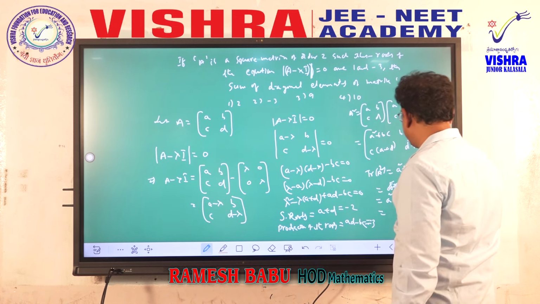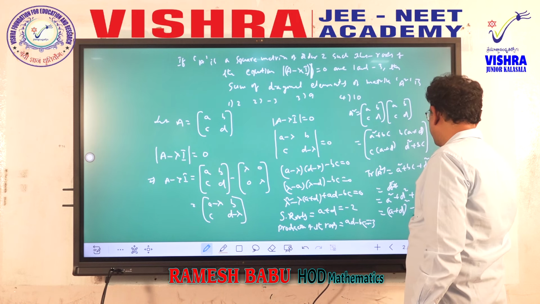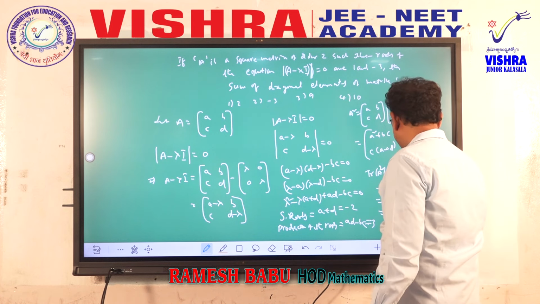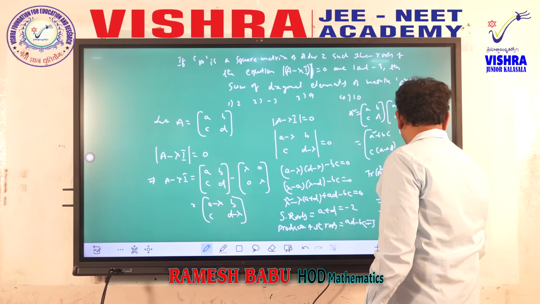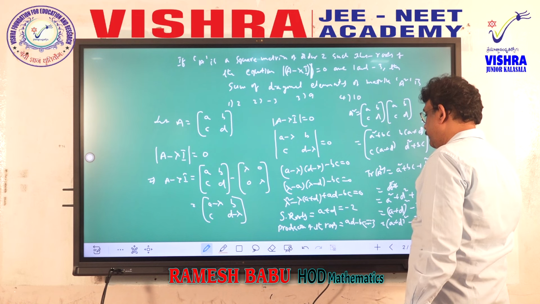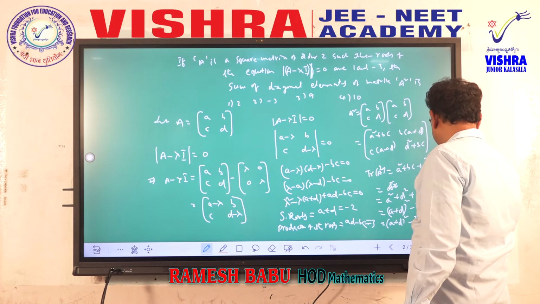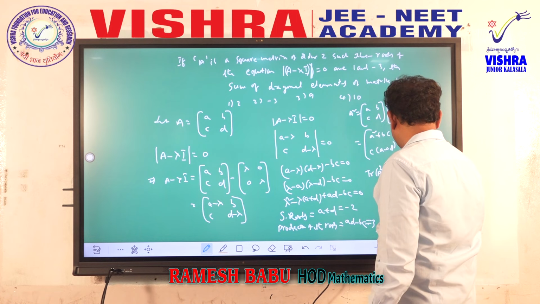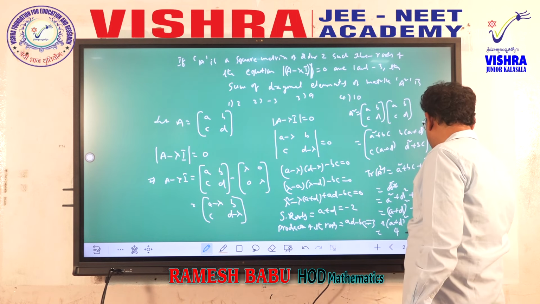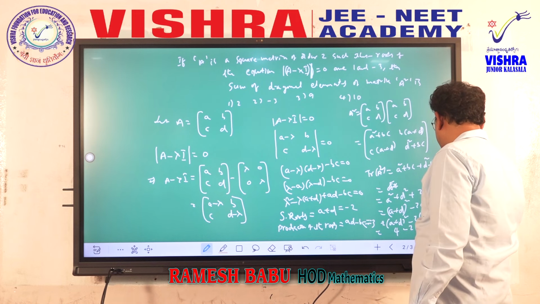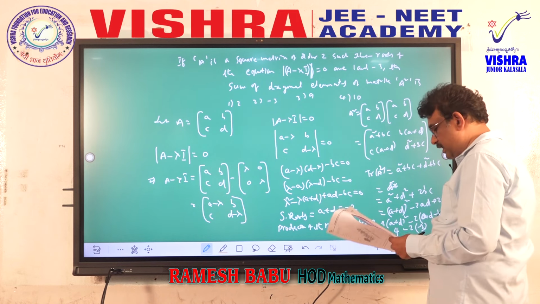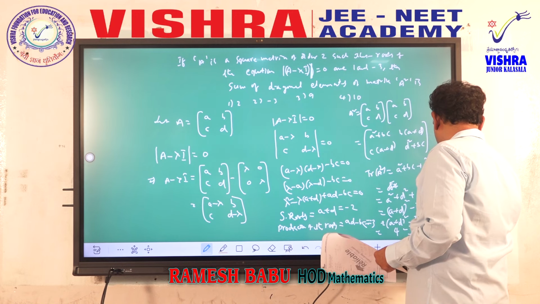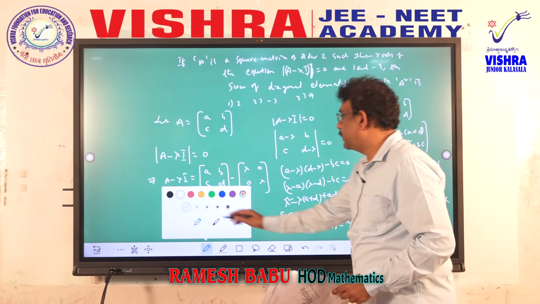Now A square plus D square can be written as (A plus D) whole square minus 2AD plus 2BC. So that is equal to (A plus D) whole square minus 2 into (AD minus BC). So (A plus D) whole square equals 4, minus 2 into (AD minus BC) equals minus 3. So the answer will be 4 plus 6, that is equal to 10.